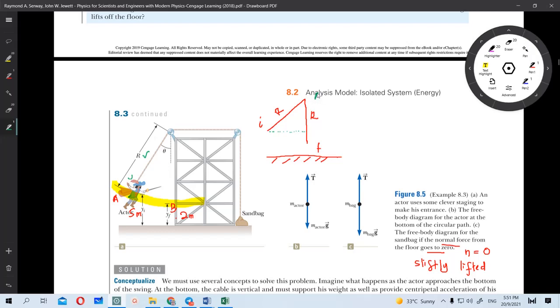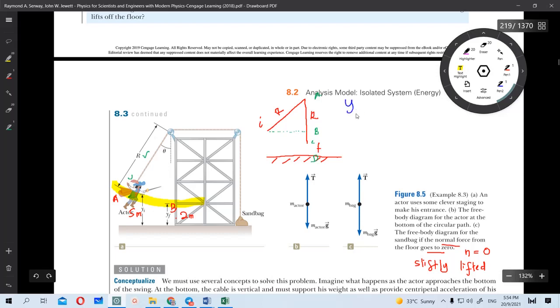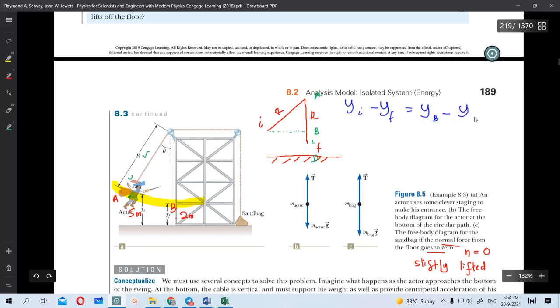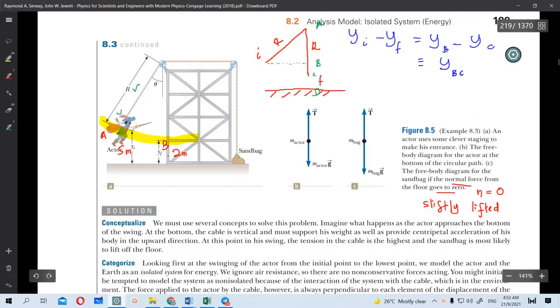Now, ini kita labelkan A, ini kita labelkan B, ini kita labelkan C, and then the ground we label it as D. So, our previous expression, we are supposed to replace Y initial, Y final differences would be in a form of angle. So, accordingly, Y initial is here, which is equivalent to Y at B, minus Y at C. And we will find that this is actually equivalent to the YBC itself. So notice that this, and then minus this, will be equivalent to this.